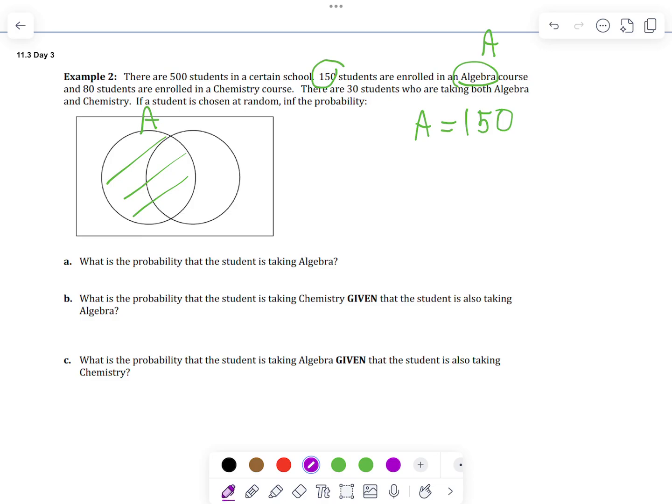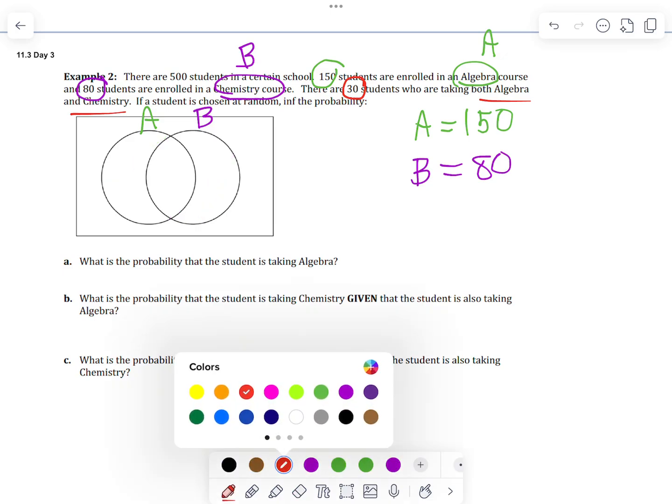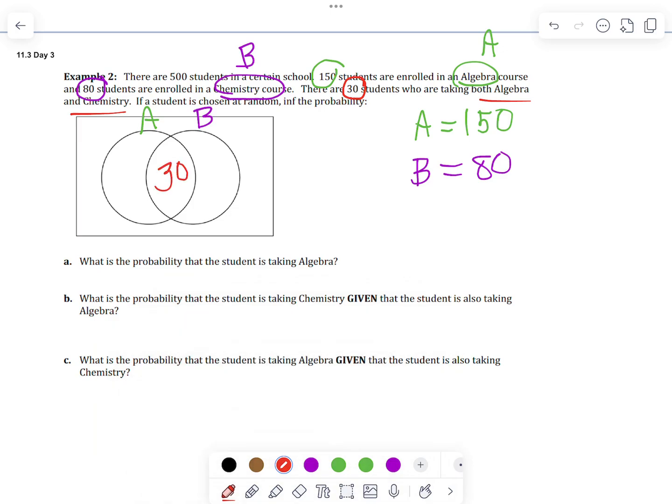Then we have event B, our chemistry students. There are 80 students in chemistry, so that entire circle has to add up to 80. Then they give us that 30 students are in both algebra and chemistry, so that's the overlap right in here. So that number, if I erase the colors here, has to be 30.